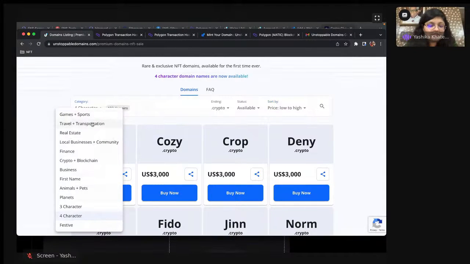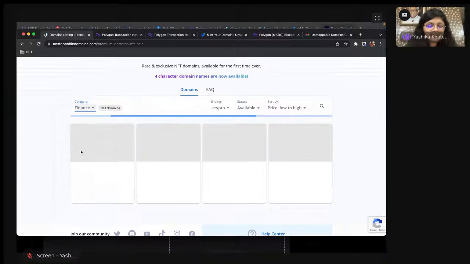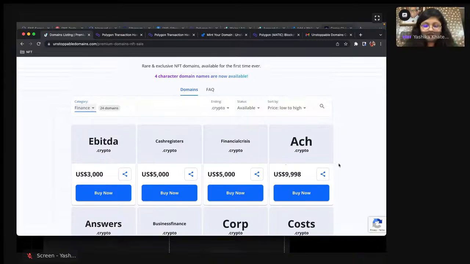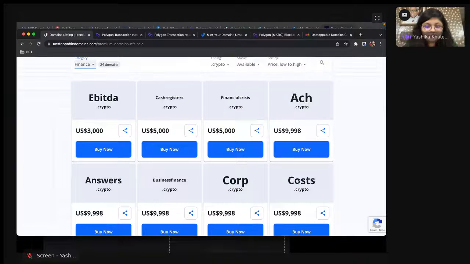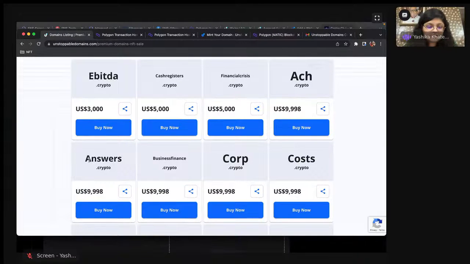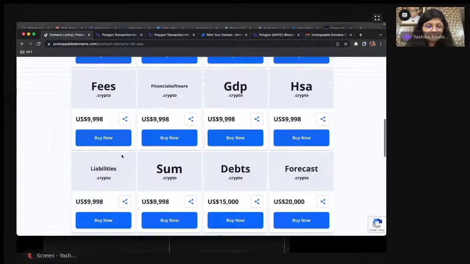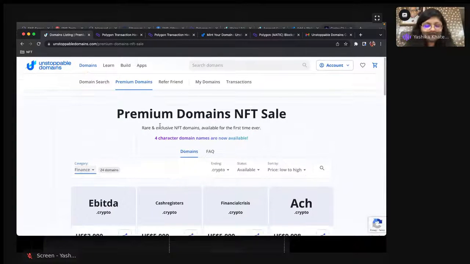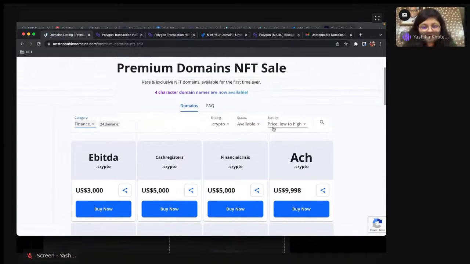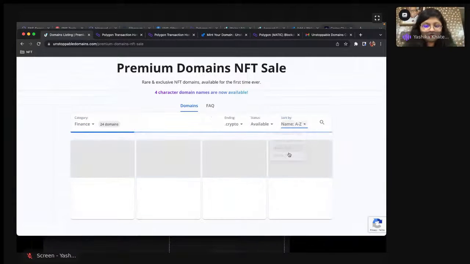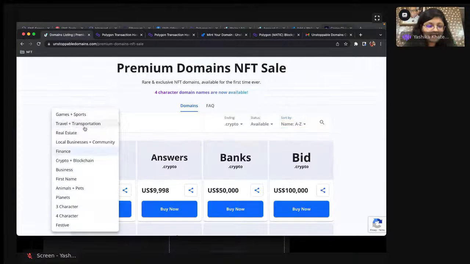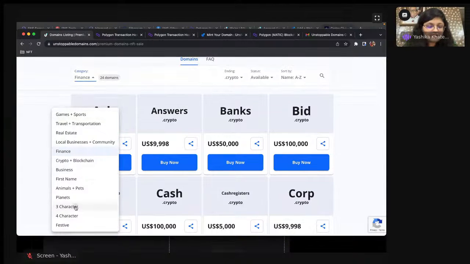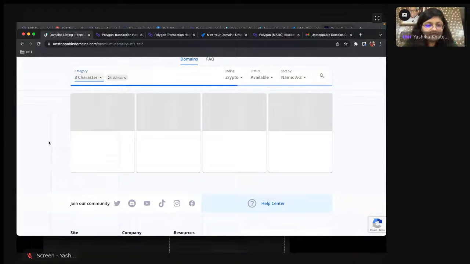So if I wanted something related to, say, for example, finance, so corp.crypto, cost.crypto, answers.crypto, fees.crypto. These are pretty good, but definitely they are on the higher price. So you can, according to your risk appetite, understand what you want to invest in and accordingly buy a domain, right? And these are all the options: 3-character, 4-character, 3-character also.